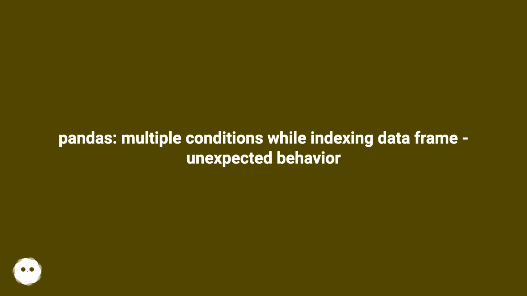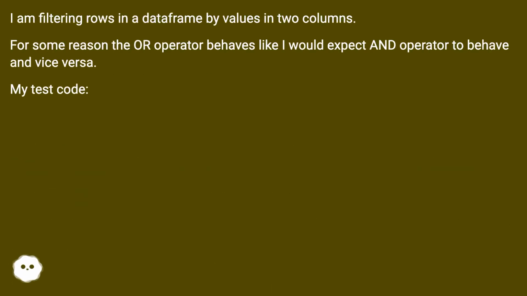Pandas, multiple conditions while indexing data frame, unexpected behavior. I am filtering rows in a data frame by values in 2 columns. For some reason the OR operator behaves like I would expect an AND operator to behave and vice versa.